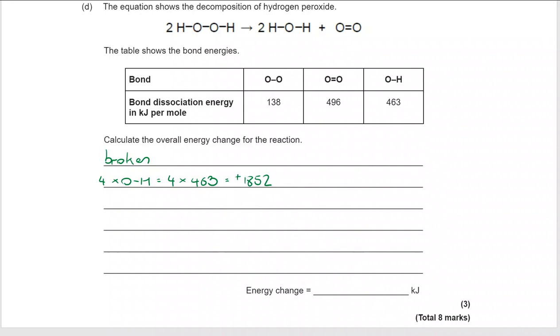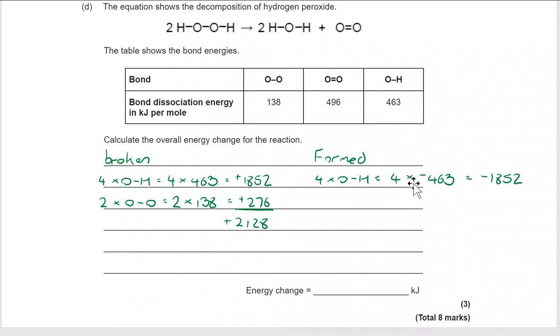I'm also breaking apart 2 OO, single bond O's. And so that's 2 times 138, that's plus 276 in total. And that means my total energy for bonds broken is plus 2128. Now I'm going to do the same thing with the bonds formed. I am forming 4 OH bonds. I've got 1, 2 in water, and I've got 2 moles of water.